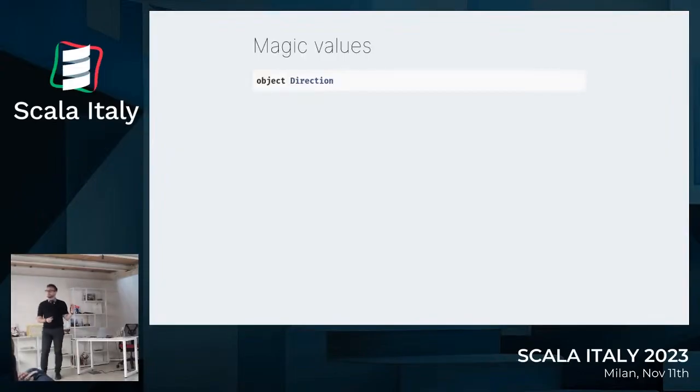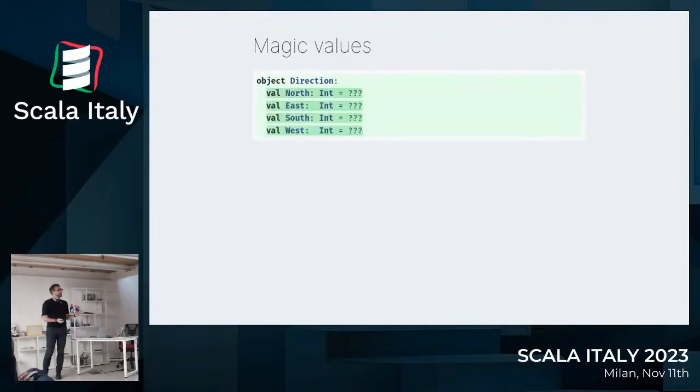of encoding enumerations: to use magic values. So you open up a namespace called direction, and you stick magic values in there. So say 1, 2, 3, 4. Don't care which values, they just have to be distinct. And back then, we're talking about 25 years ago, that was state of the art. So that sort of works.